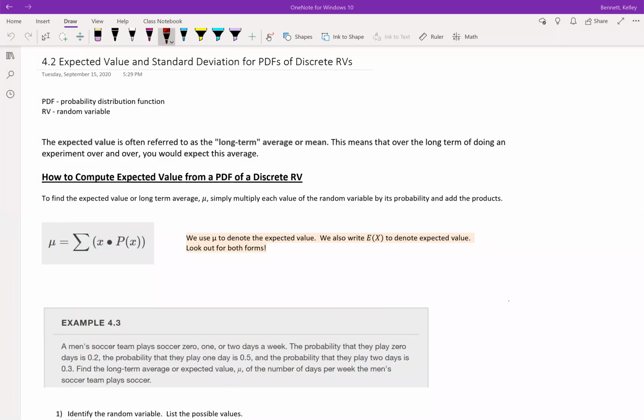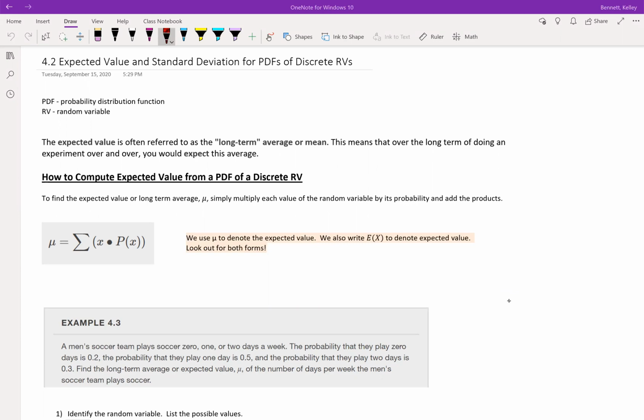So we're going to be doing expected value and standard deviation for PDFs of discrete RVs. If you need to refresh on what a PDF of a discrete RV looks like, definitely check out the lecture video for 4.1. We'll be carrying on today, moving into how to compute the mean or expected value and the standard deviation. So here we have the formula for our mean from a PDF. We have that mu, our mean or expected value, is the sum of the data value x times the probability of x happening.